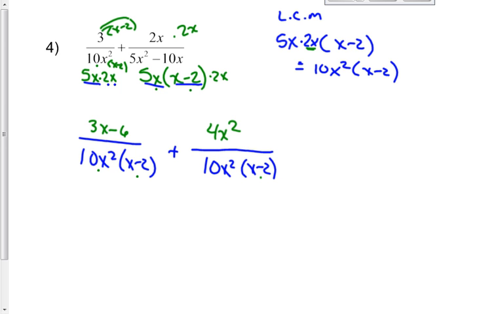Now again, I have my like terms. I can go ahead and add all the way across, and I'll put this in descending order again: 4x squared plus 3x minus 6 over 10x squared, x minus 2.